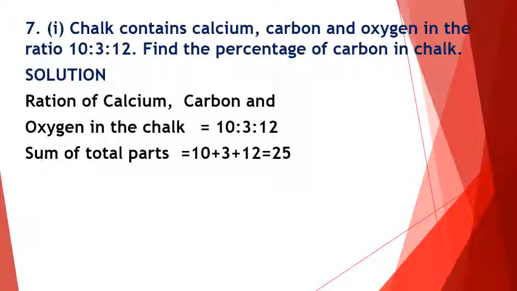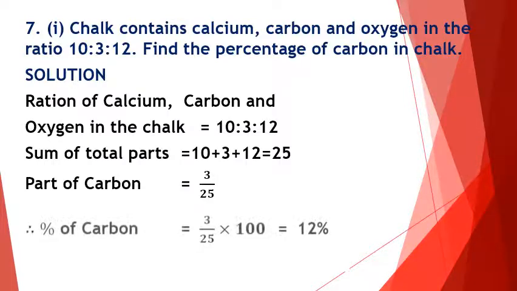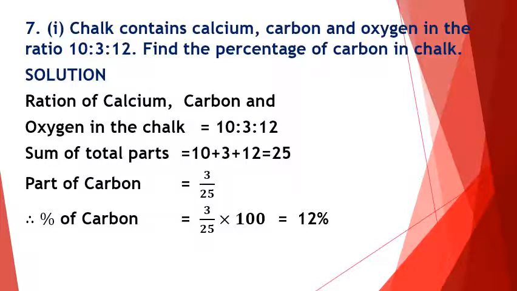You know how to convert it into a percentage. Do you remember? Yes, by multiplying by 100 and putting the percentage symbol. So the percentage of carbon in the chalk equals 3 upon 25 multiplied by 100. 25 and 100 can be cancelled. So the denominator becomes 1 and the numerator becomes 4. So the numerator is 3 into 4 equals 12 percent. Hence the percentage of carbon in the chalk is 12 percent.